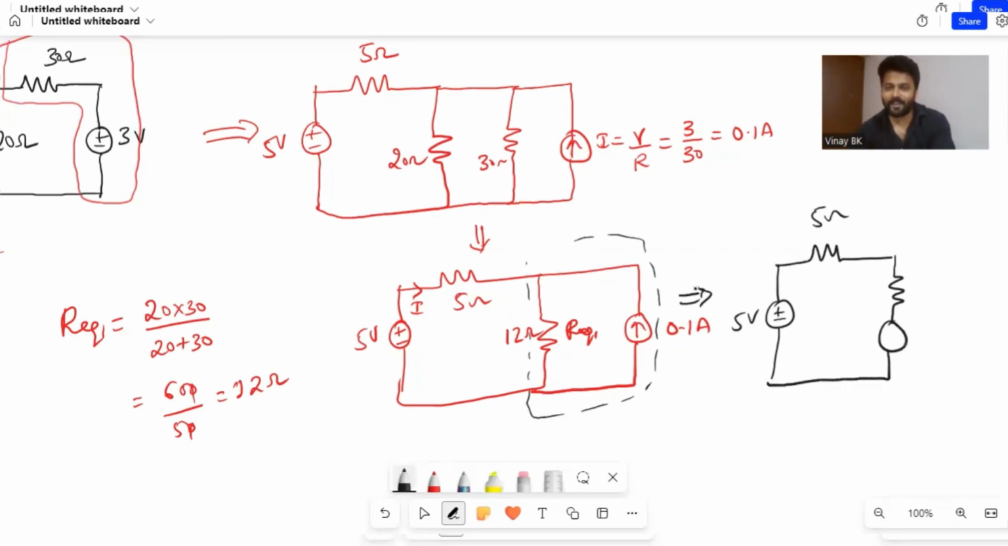Now how will we write the polarity of the voltage? Tail end indicates minus, arrow end indicates plus. So you can get plus and minus, and you get the value of voltage. V is given by I into R, where I is 0.1 and R equivalent is 12, so you can get 1.2. And the value of the resistor is the same, that is 12.